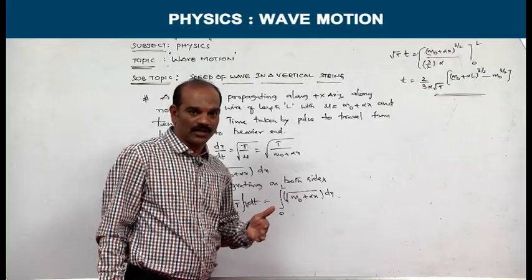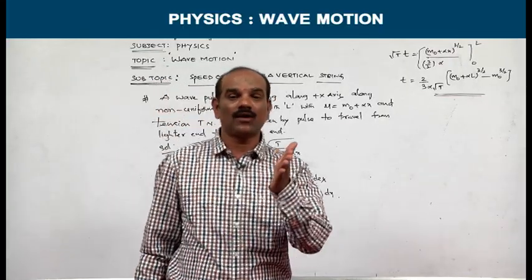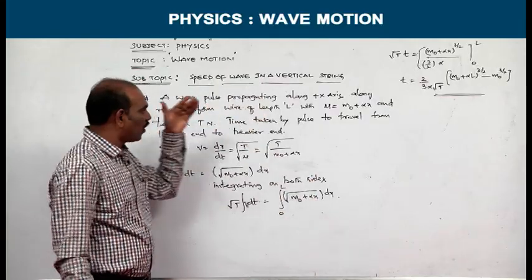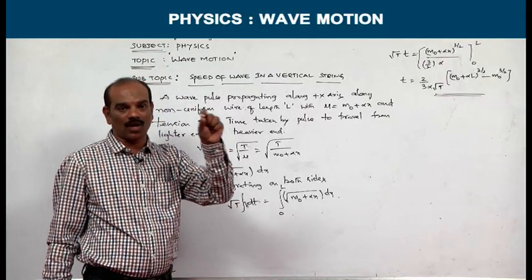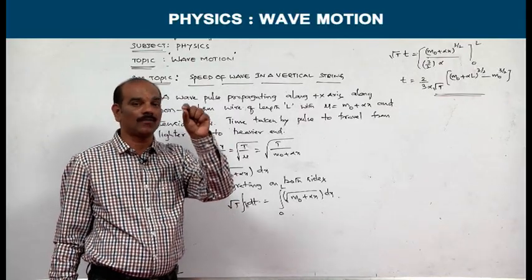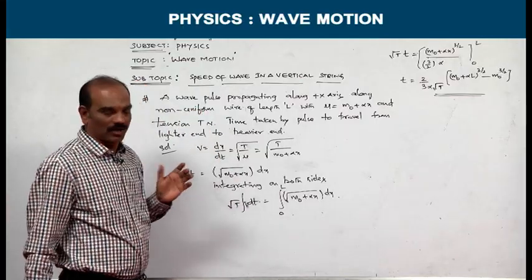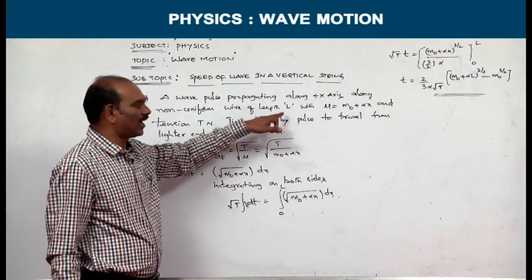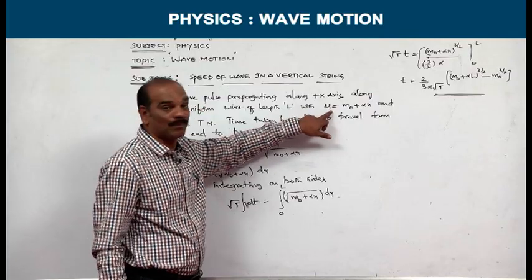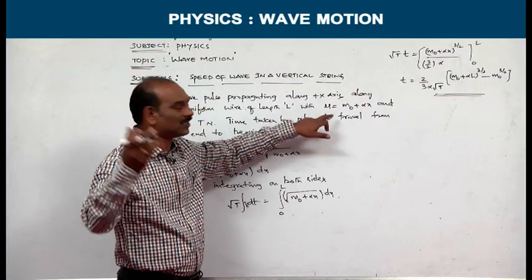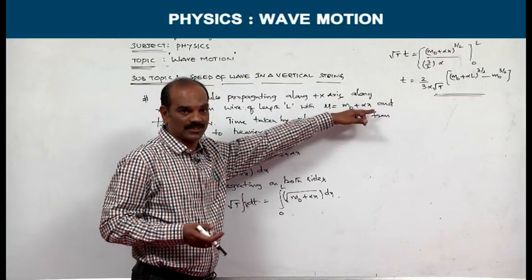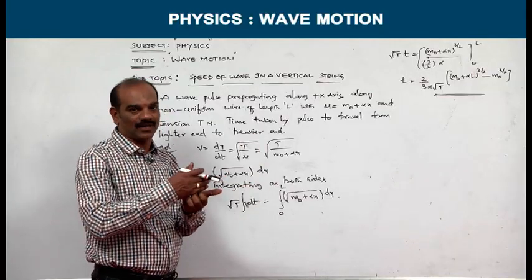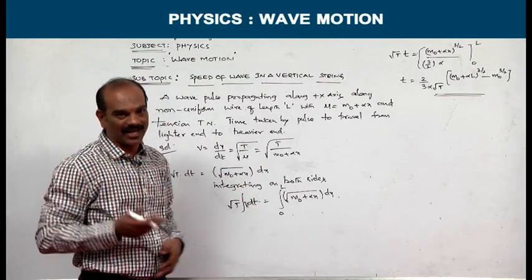So far we discussed how to find the speed of a transverse pulse through a string of uniform cross-sectional area. What about a string of non-uniform cross section? How do we find the speed of a transverse pulse propagating through a non-uniform cross section? Let us see one problem. A wave pulse propagates along the x axis in a non-uniform wire of length L whose linear mass density varies with distance as mu is equal to m naught plus alpha x. Now, we want to find out the time taken by the transverse pulse from the lighter end to the heavier end.